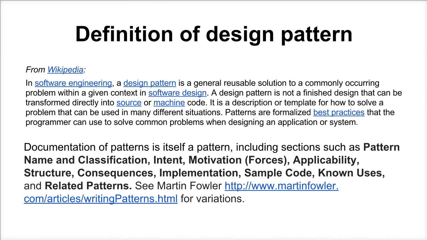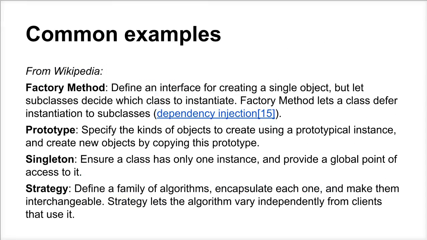So here's a longer definition. I'm not going to read it all, but you can see the bold writing at the bottom. You can become quite formal about this. Pattern name, classification, intent, motivation, applicability, structure, consequences, implementation, sample code, known users, and related patterns. I think that's the structure that Gang of Four uses. You can use much simpler structures, depending what suits you. Look at the Martin Fowler article that's referenced there for some ideas. He does a bit of a survey, as is his wont.